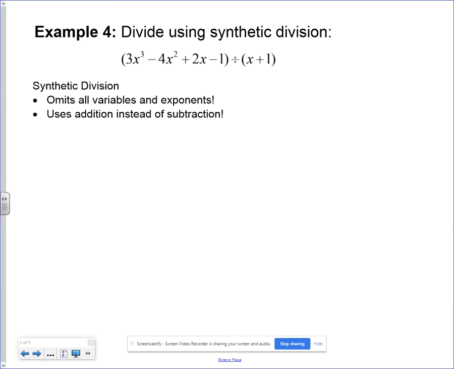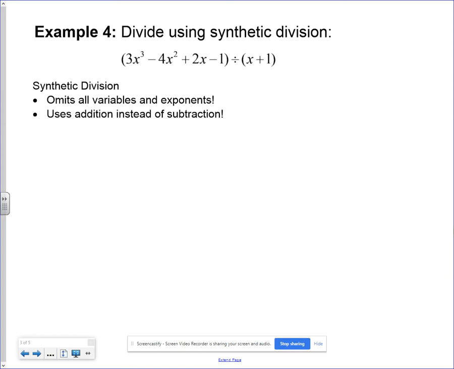So yesterday we learned how to divide polynomials using long division. Well, I'm going to teach you another method. It's called synthetic division. I think you're going to like it a lot more than long division. Synthetic division omits all the variables and the exponents, so you don't have to worry about dealing with variables and exponents. And then also uses addition instead of subtraction. And it's much shorter. The reason they call it long division is because it's long.